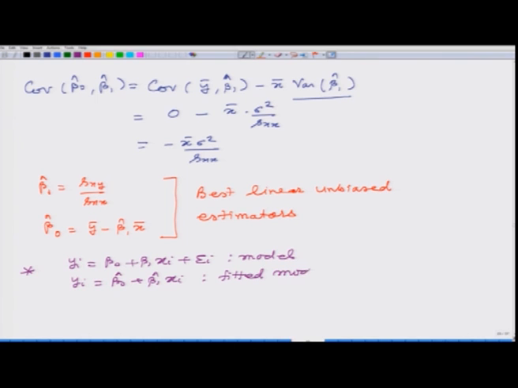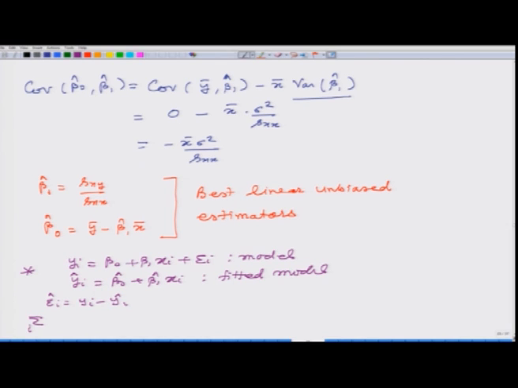Fitted model. And based on that, we had obtained the fitted values for a given value of x and xi. So, when I try to define my residual as say yi minus yi hat, let us try to see what happens to summation epsilon i hat.